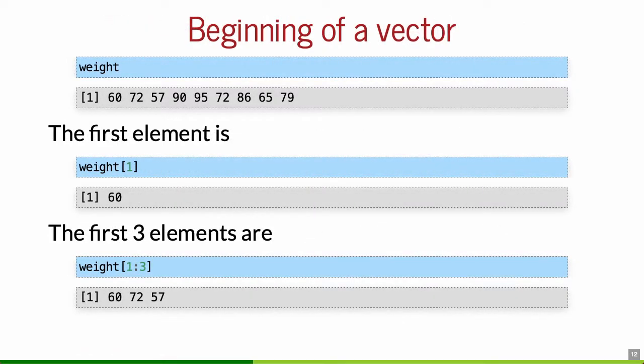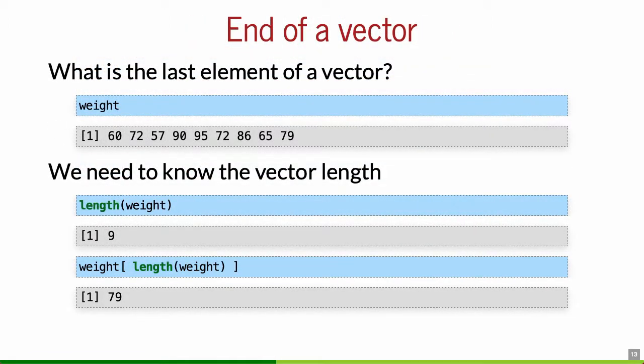If we want to find the beginning of a vector, there are several ways, but the easy one is just to say weight sub 1. This is the first element. If you want to get the first 3, weight 1 to 3. Very easy. It's a little harder to find the end of a vector.